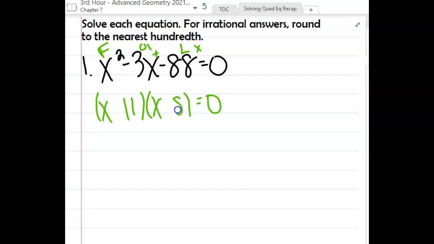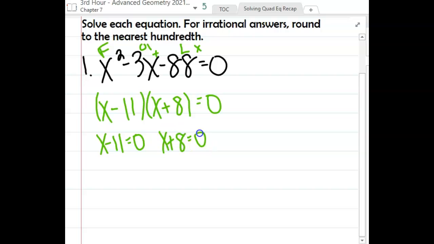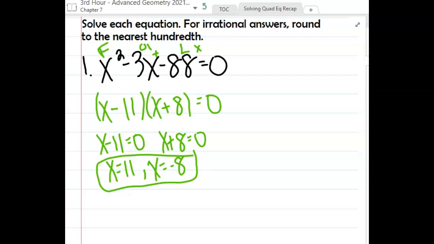Okay, if I do 11 and 8, since it's a negative 88, one of them has to be negative. It has to be the 11, right? The bigger number, because the 3 is negative. When you add these together, you get negative 3. If you can factor it, go ahead and factor it. And then, since x minus 11 times x plus 8 gives me 0, either x minus 11 equals 0 or x plus 8 equals 0. Add 11, we get x equals 11. Subtract 8, we get x equals negative 8.